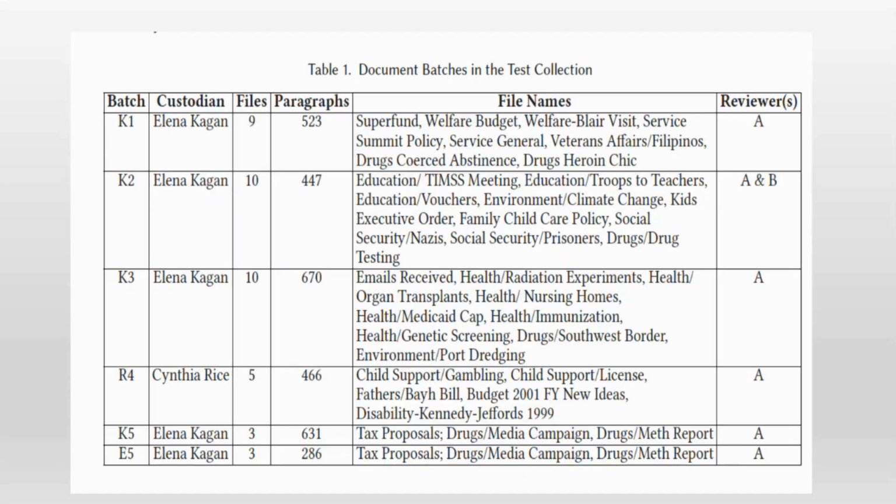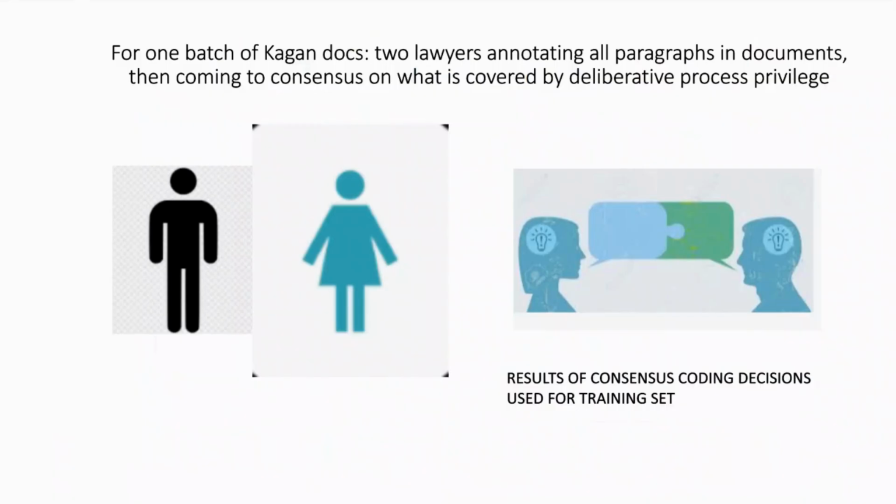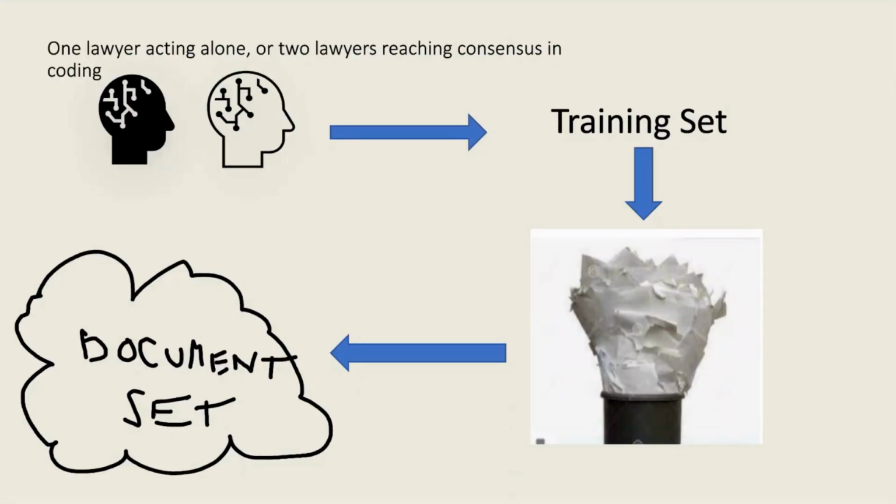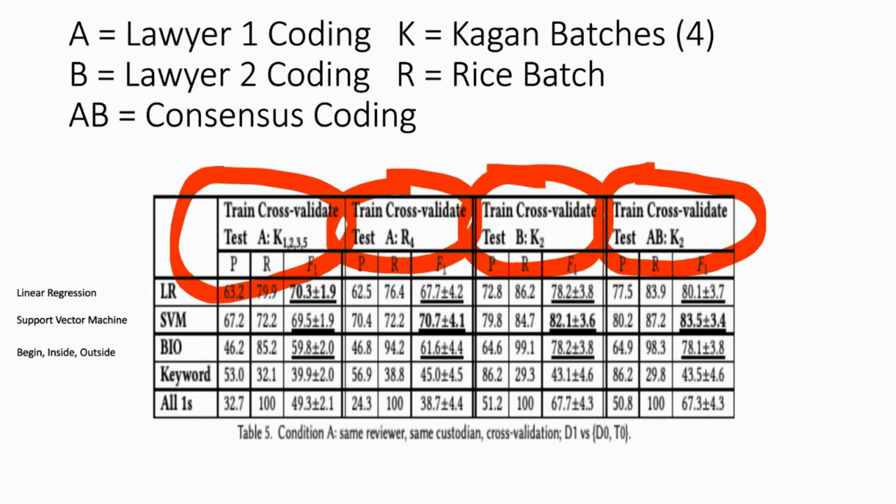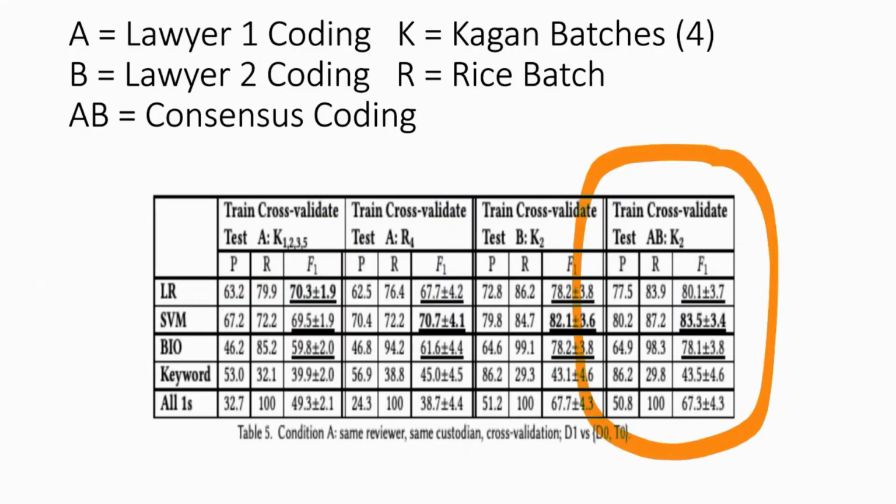I will not go through this for the interest of time, but my papers are available. And basically training the system to look for opinions versus factual information, using two lawyers to do this, to reach a consensus. I will not read these tables, but the testing and the validation, when you look at recall, precision, and something called F1, is something on the order of 83% recall that the system has that can find deliberative process privilege material, which is better than a baseline.